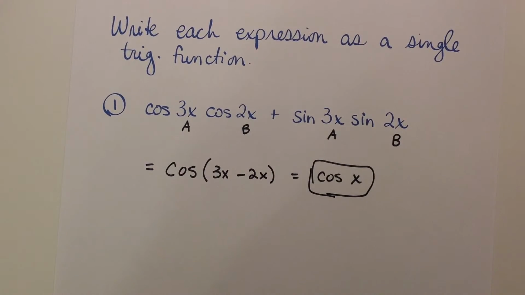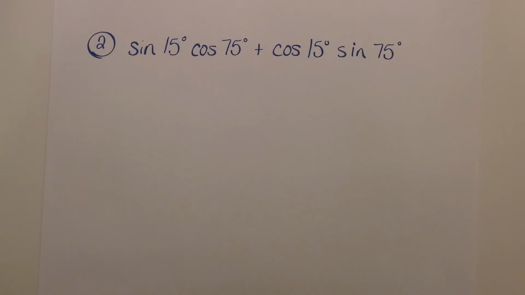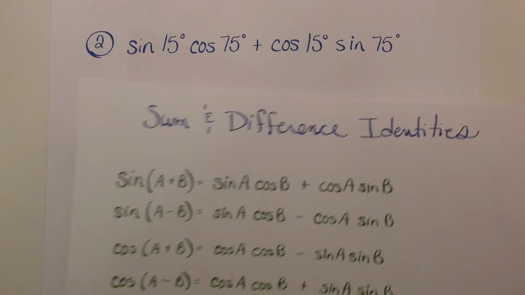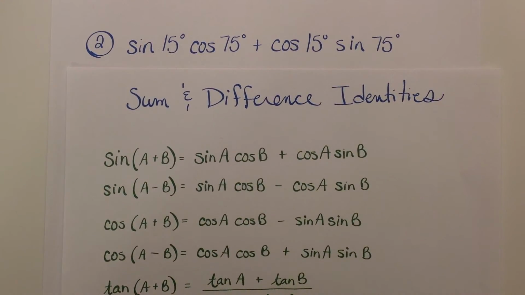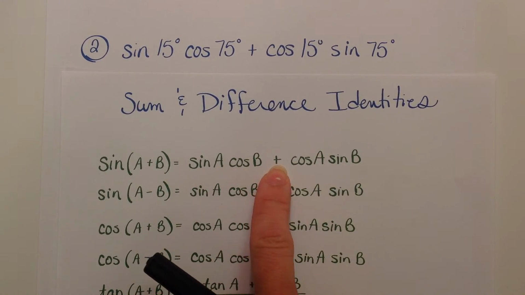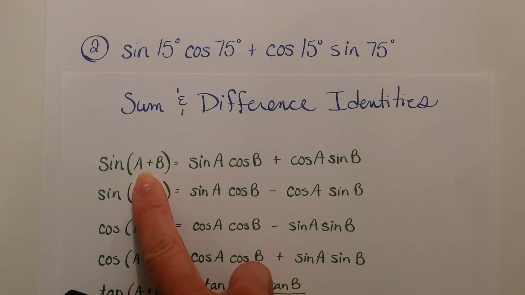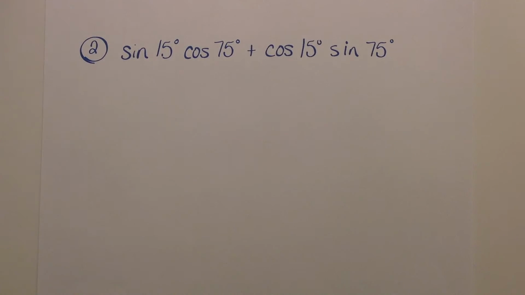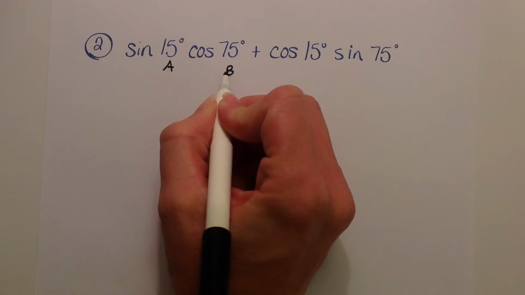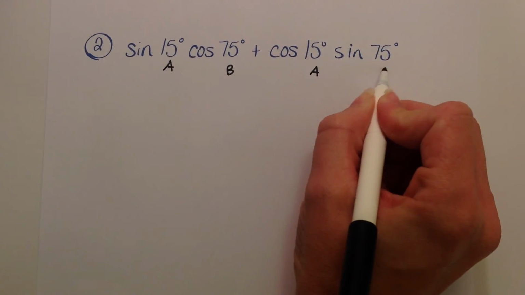Okay, one more like this one. So again, looking at the pattern that we have here, we have sine, cosine plus, and then cosine, sine. All right, so sine, cosine plus, it looks like this one, sine, cosine plus cosine, sine. So this is going to be the sum identity for sine. Okay, so since that's the one we're using, this is the A and this is the B.